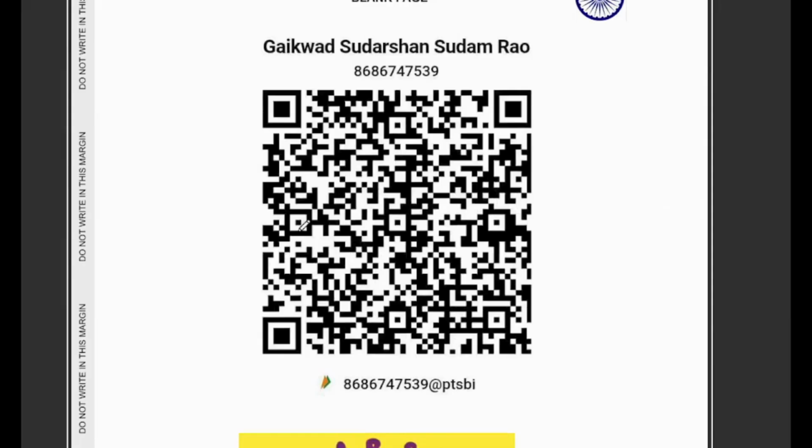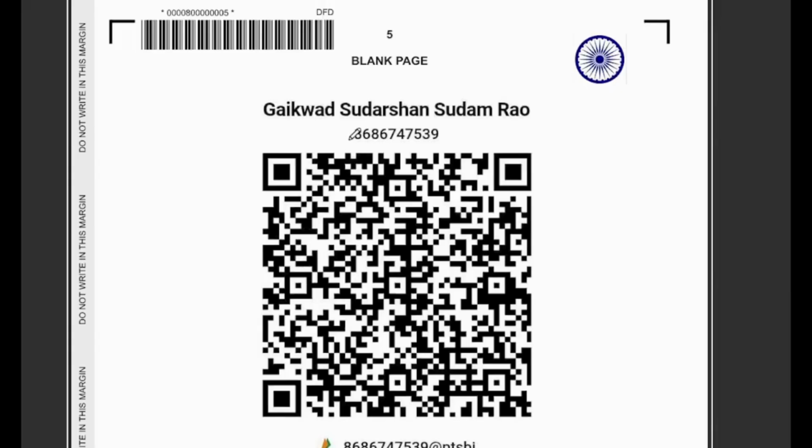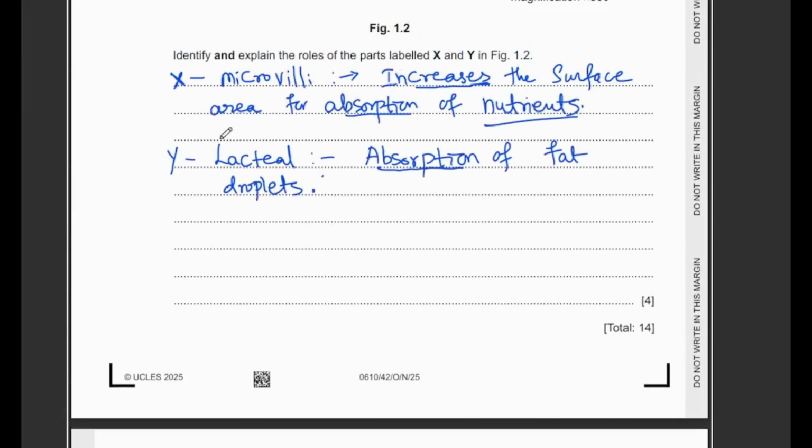Again, there's a blank page here. Please remember to use the blank page properly, because if you made some mistake somewhere in the question or while writing the answer, you can strike this off.